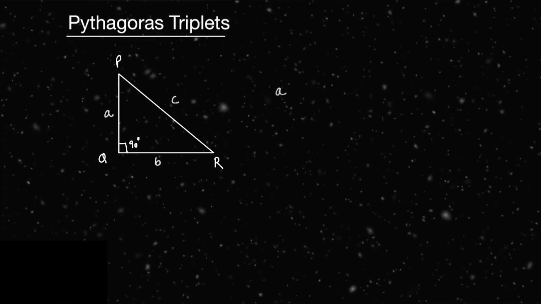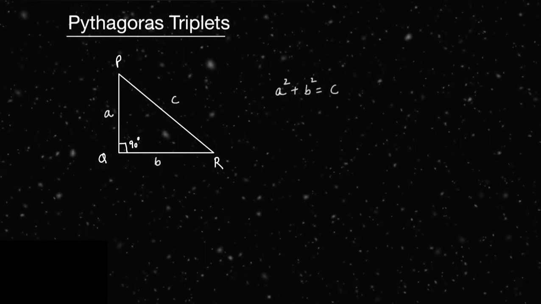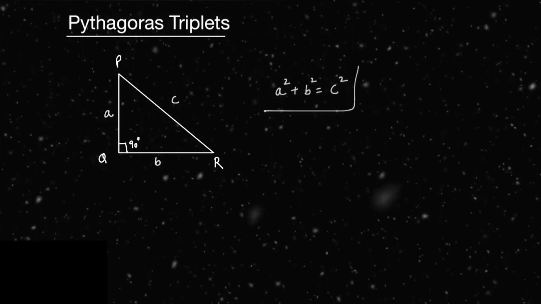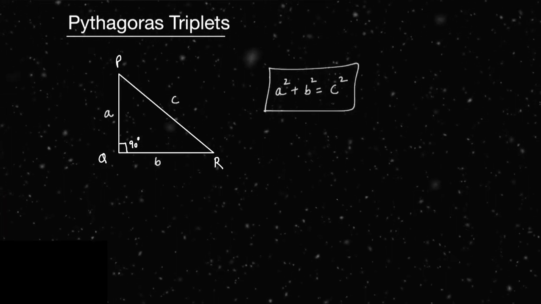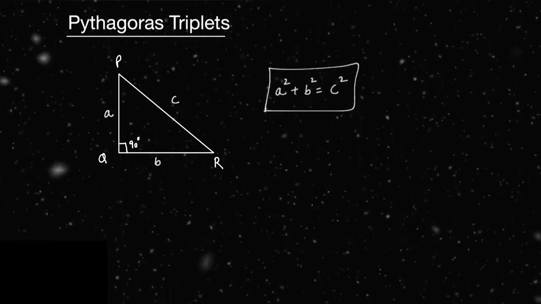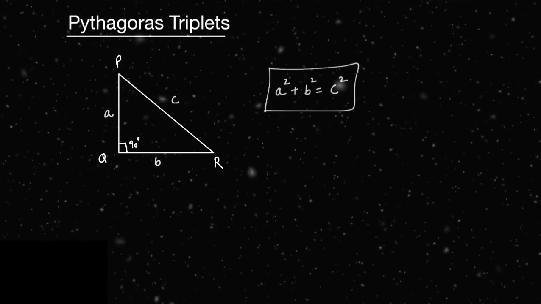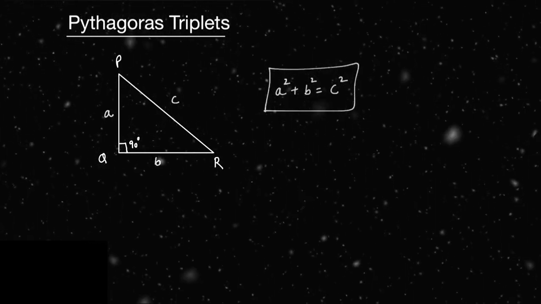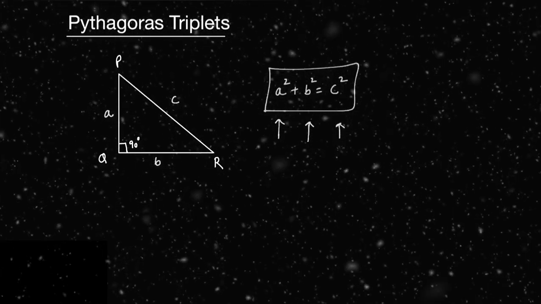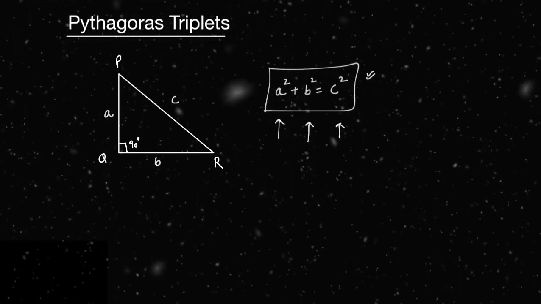Now according to the theorem we can say that the square of the perpendicular plus the square of the base will be equal to the square of the hypotenuse. Right, we have learned this. So this is the Pythagoras theorem, and based on this only Pythagorean triplets are formed. Basically a Pythagorean triplet says that what three numbers a, b, c would be there that can perfectly satisfy this formula.